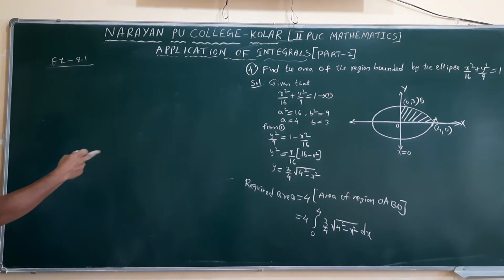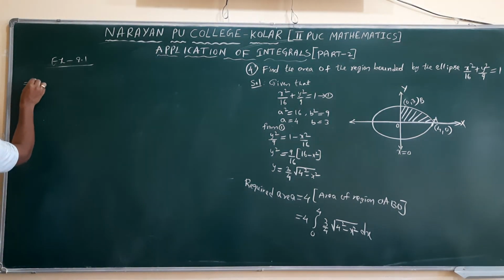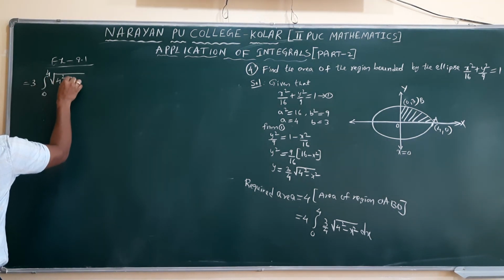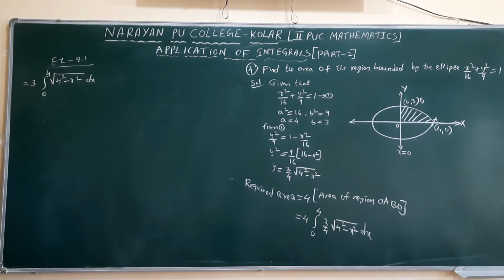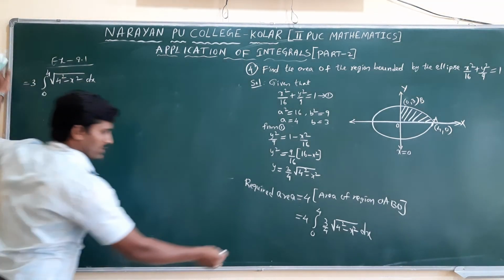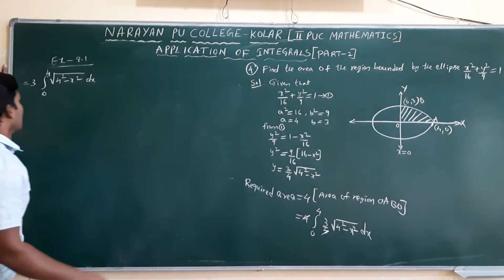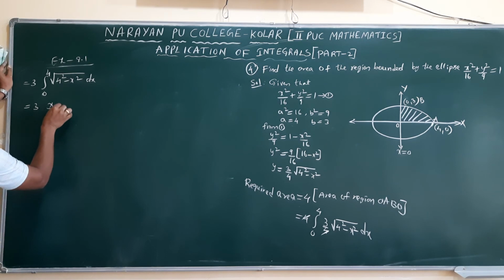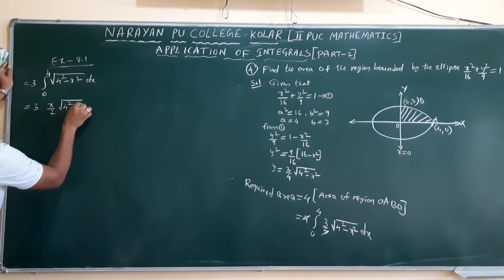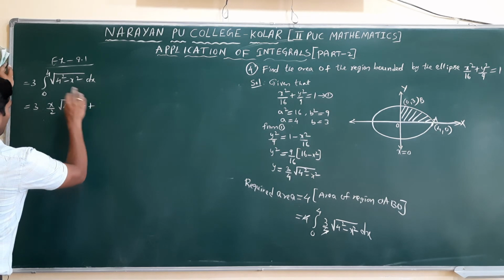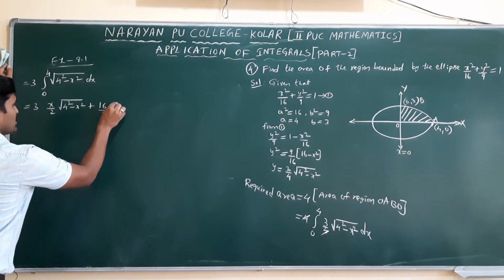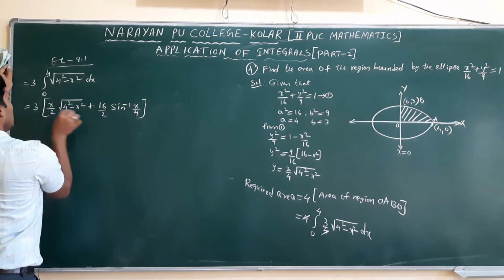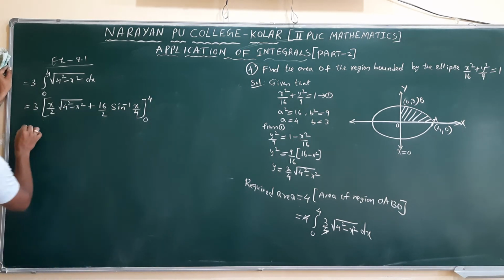Now if you take that, the 4 gets cancelled, only 3 will come outside. Integral 0 to 4, what remains? Root of 4 square minus x square dx. It is in the form of the integral of root of a square minus x square, so the 4 gets cancelled. What is the formula? x by 2 into root of a square minus x square plus a square by 2 into sine inverse of x by a. That means 4 square is 16 by 2 into sine inverse of x by 4. Limits are from 0 to 4.